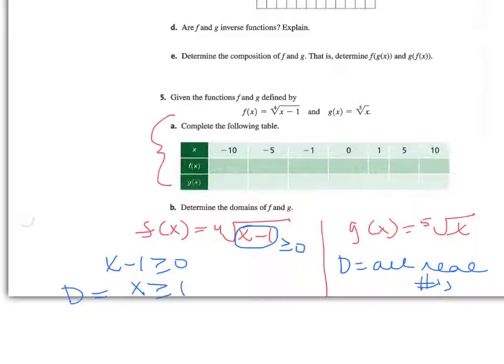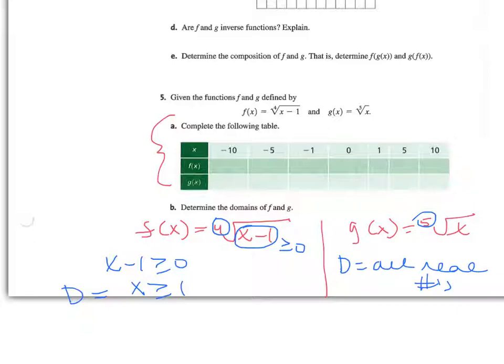So you're going to see that with any even root, my domain's restricted. But if I have an odd root, this graph goes on forever in both directions, and my domain's not restricted. So that part I just did want to show you.